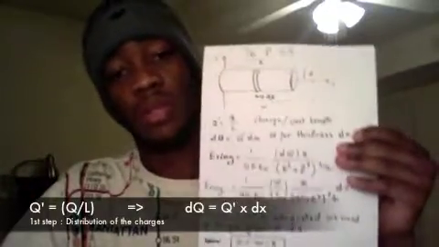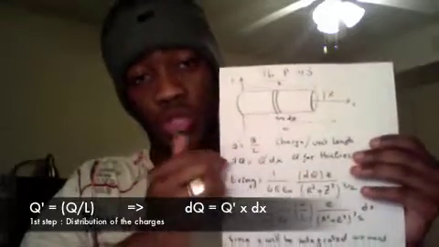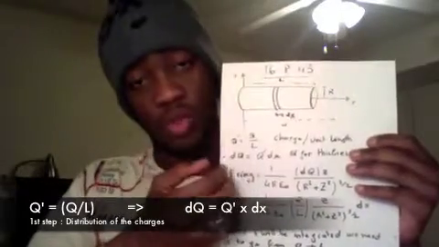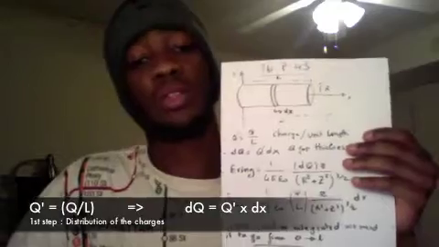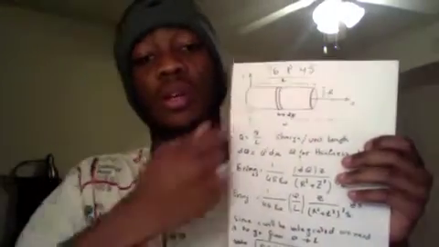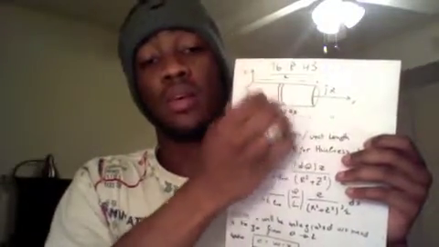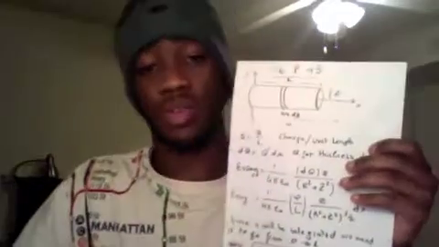The first concept is we need to find the distribution of the charges over the tube. Here we assume that the charges are evenly distributed through the tube, so for any portion of this tube we can find the charge.